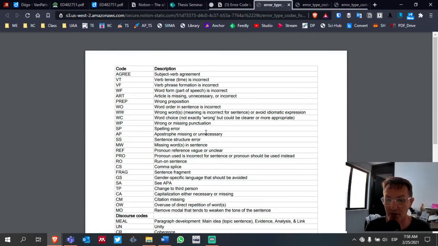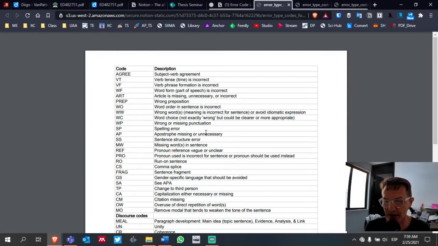In contrast, wrong word means that it actually is interfering with the message. Okay, so these are a little bit more serious. It still has to deal with the word that you're using, but in this case, the wrong word means that it's actually interfering with the message. So take a look at the rest of these. I'm not going to go through all of them, but do take a look at this.